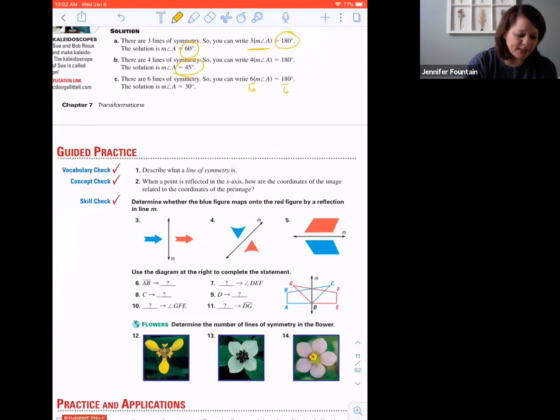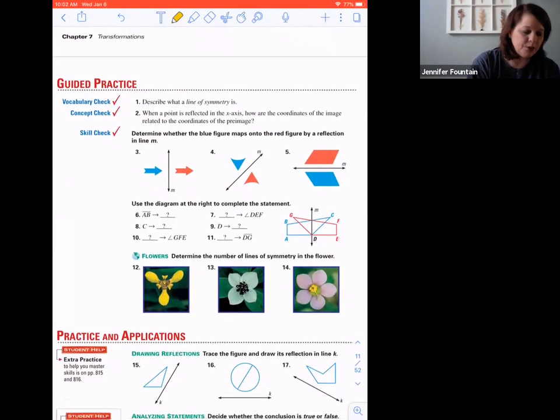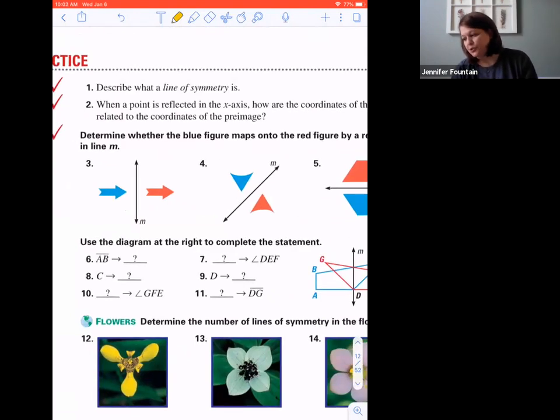All right, so moving on to guided practice. So if we talk about what a line of symmetry is, basically our line of symmetry is going to be whatever that reflection line is, whatever line I'm using to show a mirror image from one thing to the other, and that a line of symmetry and a line of reflection are going to be the same. And it says when a point is reflected on the x-axis, how are the coordinates of the image related to the coordinates of the pre-image?